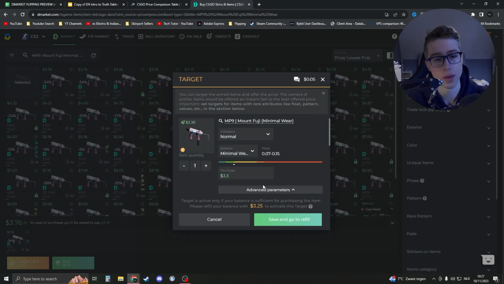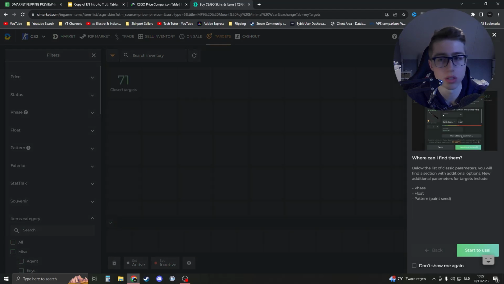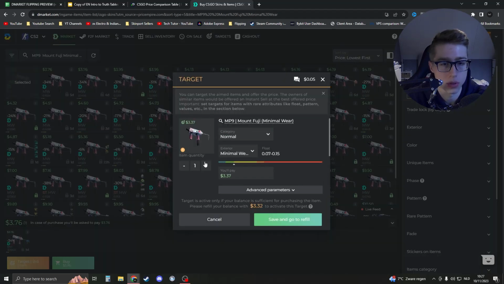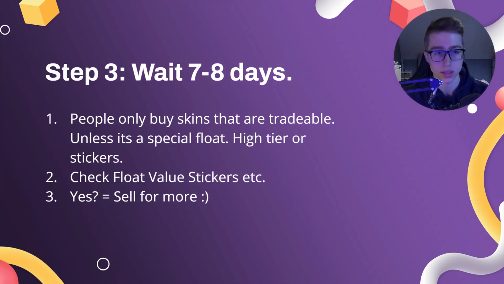Okay? If you've done that, click on create the target, and if you go to right here, you can see your targets. By the way, when you make a target, you can put an infinite amount of item quantity, although this is how many you want to buy, how many you think you can flip in a certain period. So never put like 100, just put like 2 or 3 if you think you can flip more. Now, when you've done that, then the skins will come. So only go to the next step if you did that, and that is to wait 7 to 8 days.